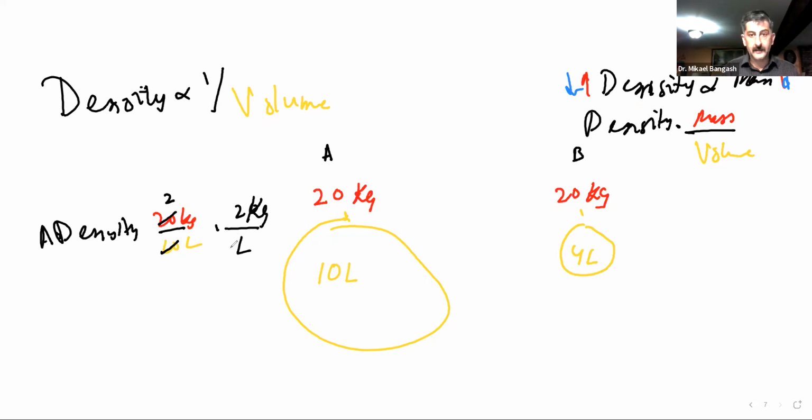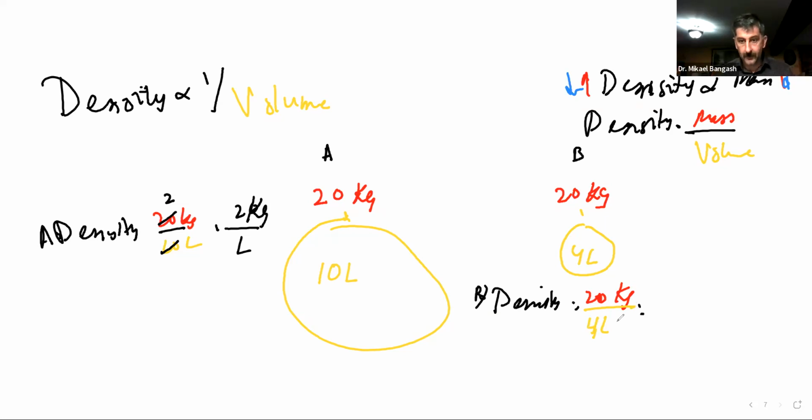Whereas if we go on the other side, for B, the density, well, the formula is the same, so we just put in the numbers. 20 kgs, which is the same as we had over here, but now it's distributed in a smaller volume, which is just 4 liters. Clear? Now, when we do the math, 20 divided by 4 becomes 5. So our density becomes 5 kgs per liter. Did that make sense?